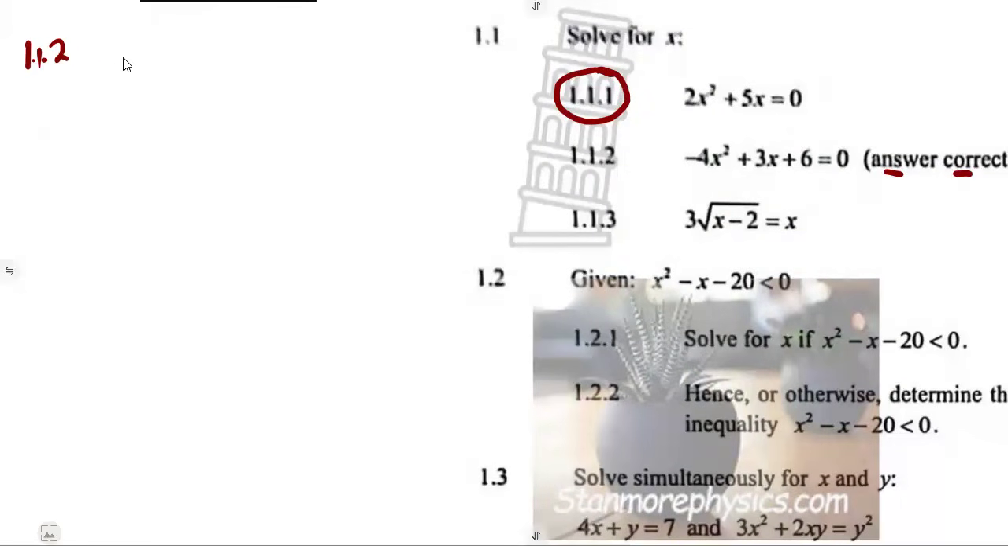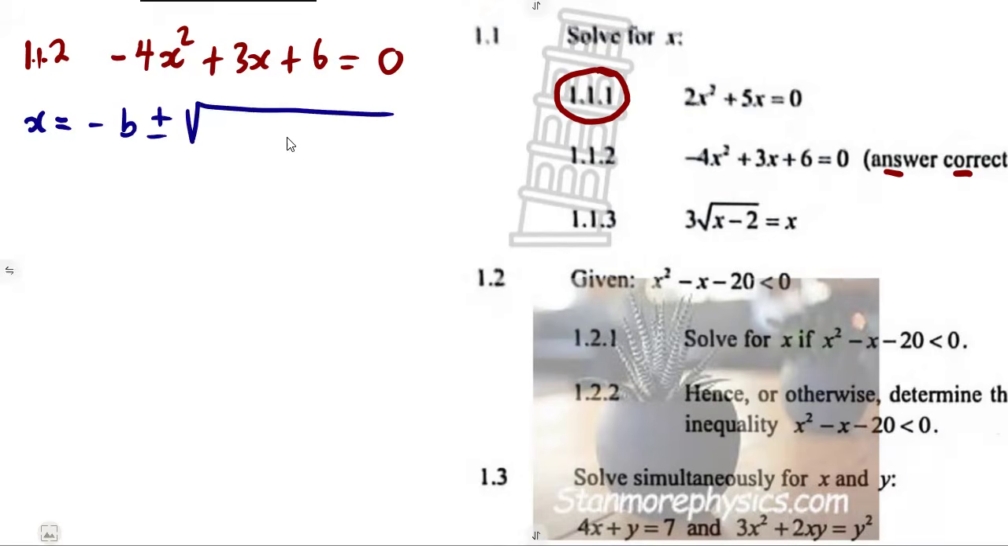All right, so let's consider our equation. This was minus 4x squared plus 3x plus 6 is equal to 0. So starting with the quadratic formula, remember it states that x is equal to minus b plus or minus the square root of b squared minus 4ac, everything over 2a. So we have our quadratic formula.